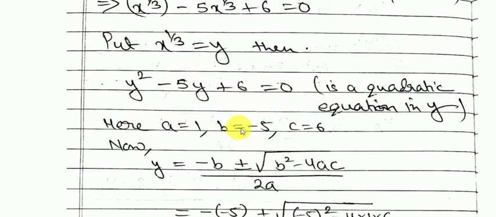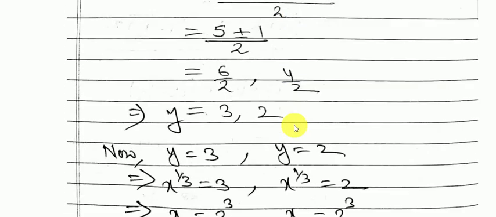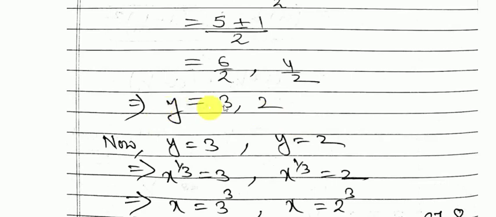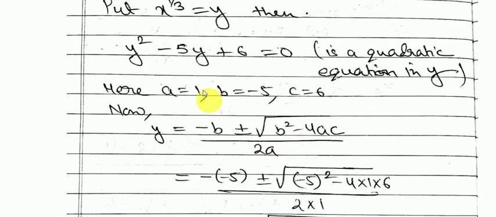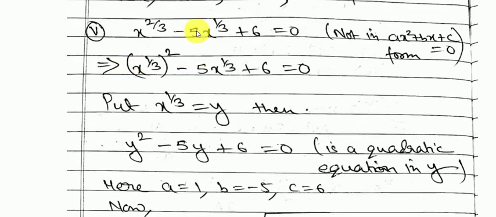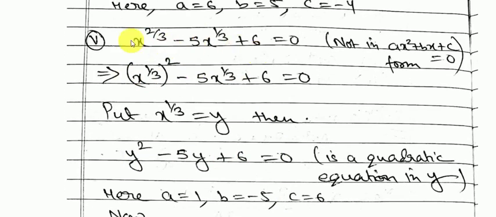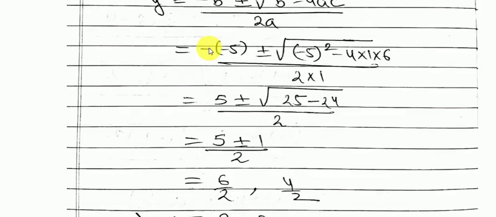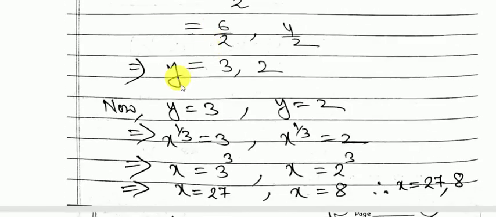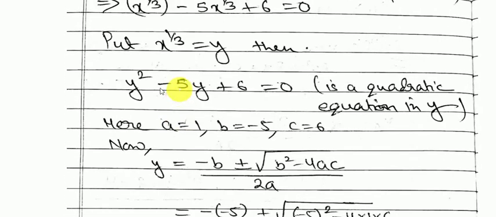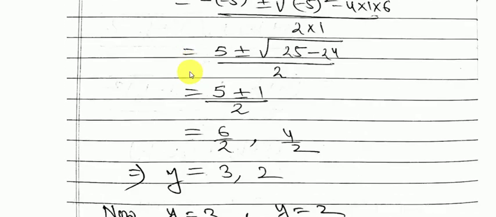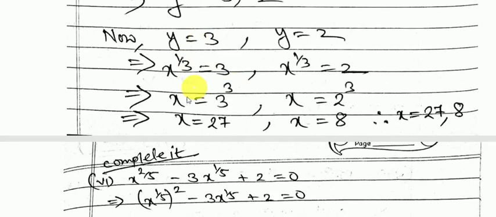Okay, now use the formula, you'll get the value of y. So here we are getting the value of y. That means 3 and 2 are the roots of this, not of the original equation. Okay, in order to find the value of x, in place of y we will replace this. We had assumed y to be x to the power 1 by 3. So put the values. Now solve it. You'll get this.